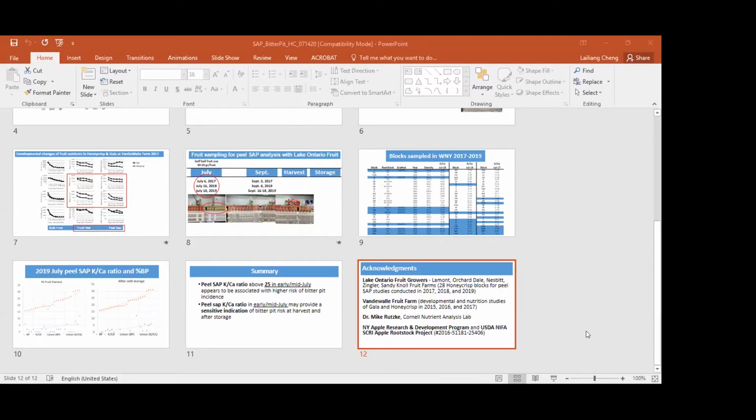There's another question in the Q&A box. Are you seeing any difference in bitter pit incidence between strains of Honeycrisp? We have not seen much difference between different strains. Some of the strains with more red color, we saw, have a very similar level of bitter pit incidence as others. So I have not seen much difference.